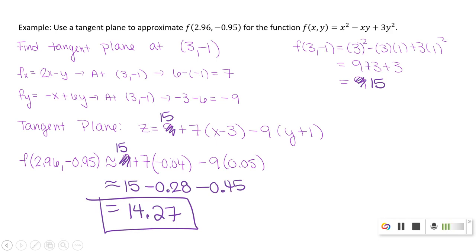And so that is my linear approximation for f(2.96, -0.95). And I could actually compare this to the exact value. If you just plug (2.96, -0.95) into the function given, into x squared minus xy plus 3y squared, I think you get about like 14.28, so relatively close to this approximation. All right, let's do a couple more examples.